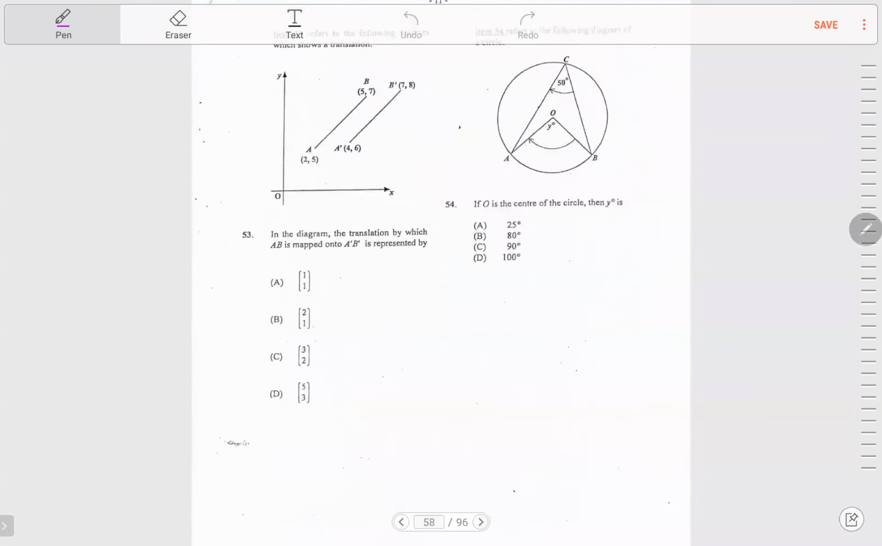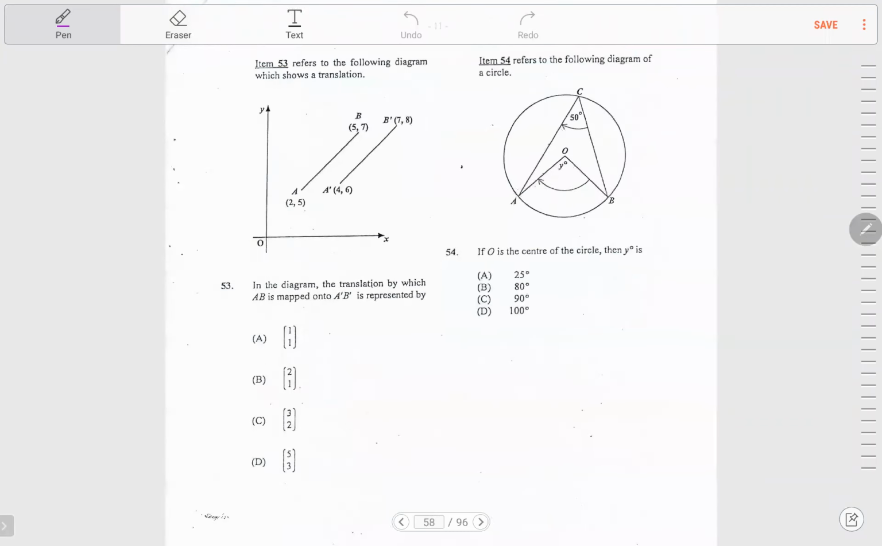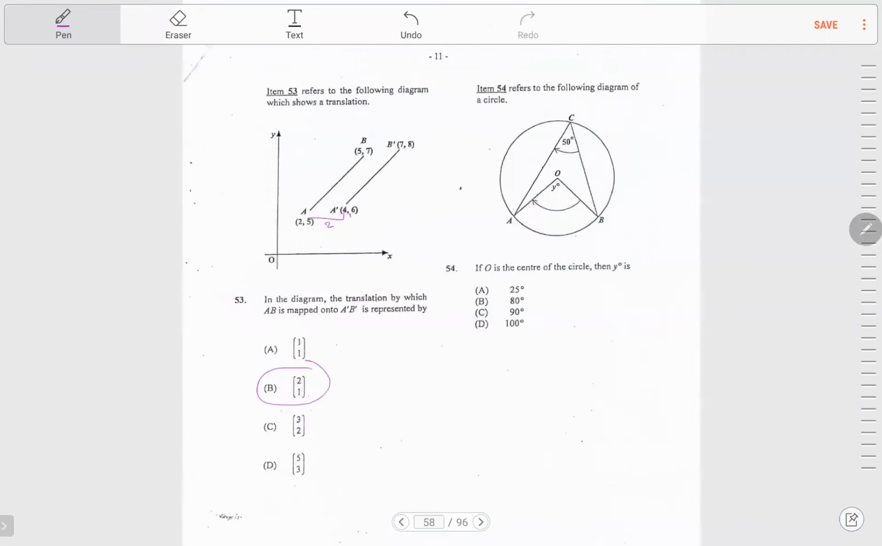So we're only going to stop to explain the new questions now. This one we did already as well. We said the thing goes across by 2 and up by 1. So it's 2, 1. Across by 2 and up by 1. So 2, 1 is a translation. All right, 2, 1.